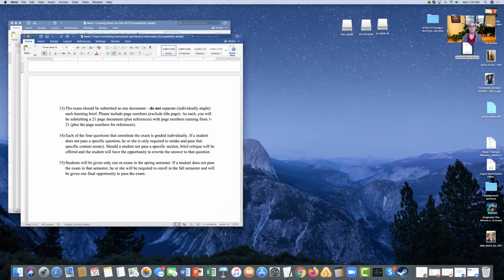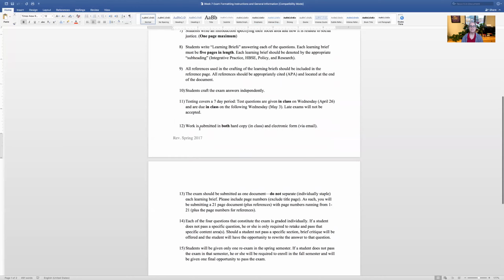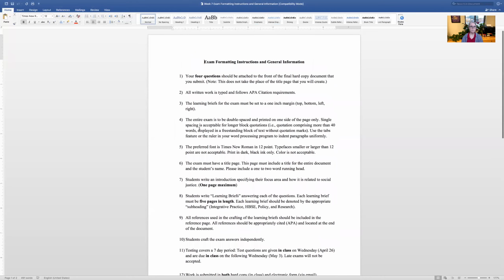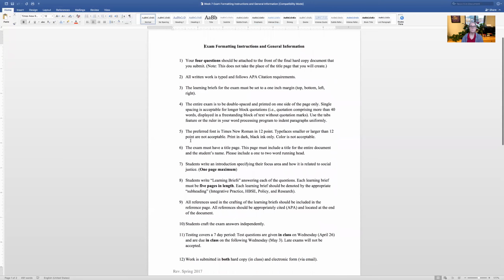So I'm going to minimize this page, and I'm going to maximize the next one, which is exam formatting instructions. And I do have a little bit of outdated information on this because this was the version that we used when we only took hard copies. So I'll talk about that in a minute.